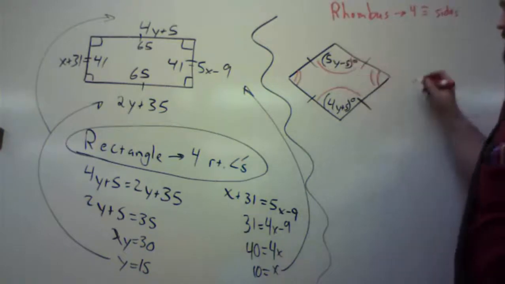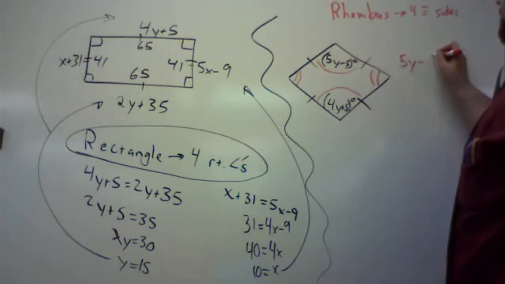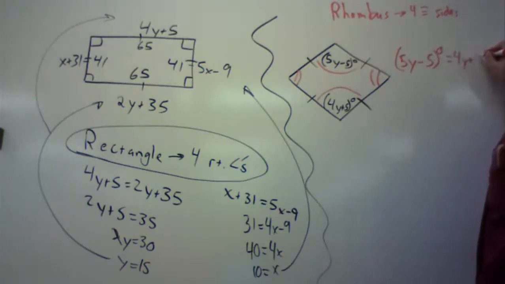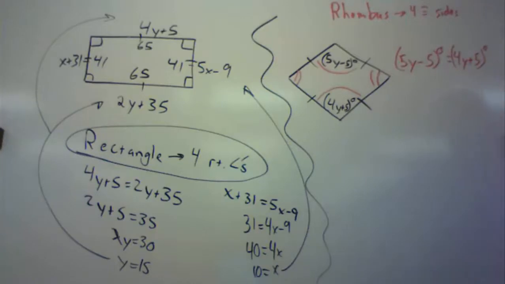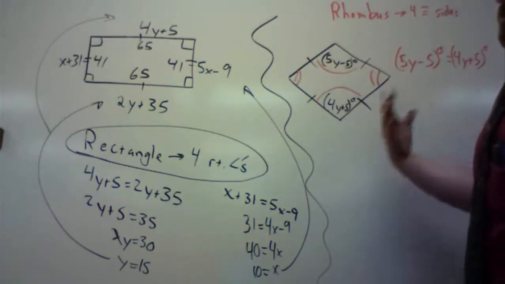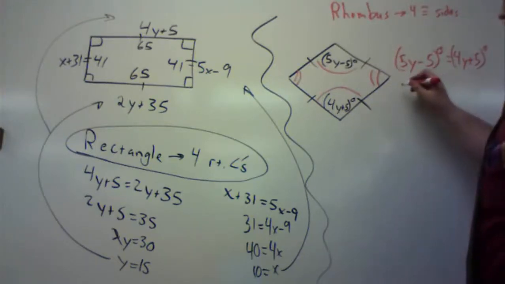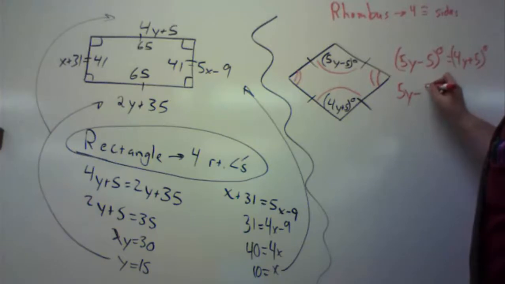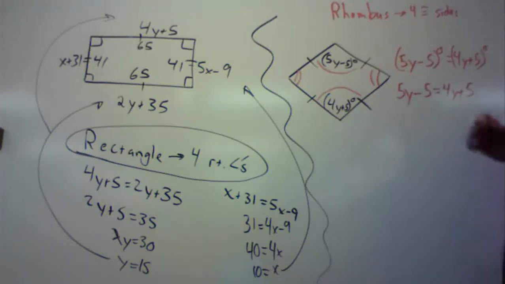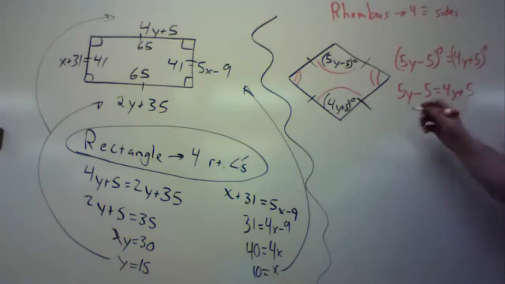I know these two angles are congruent. 5y minus 5 degrees equals 4y plus 5 degrees. If I somehow got this to be a right angle, it's also a rectangle, which makes it a square, because it's both. 5y minus 5 equals 4y plus 5. I just got rid of the parentheses and the degree sign, I don't need them anymore. Get all the y's on one side.